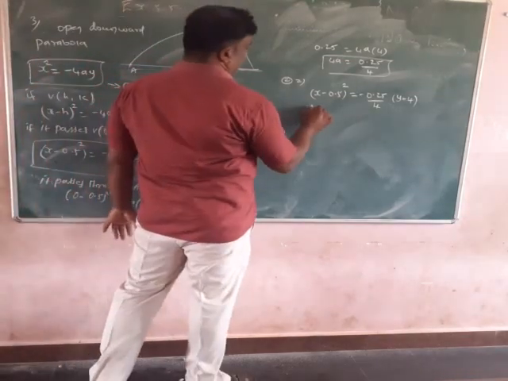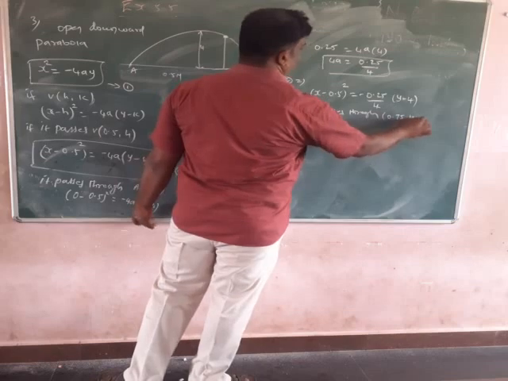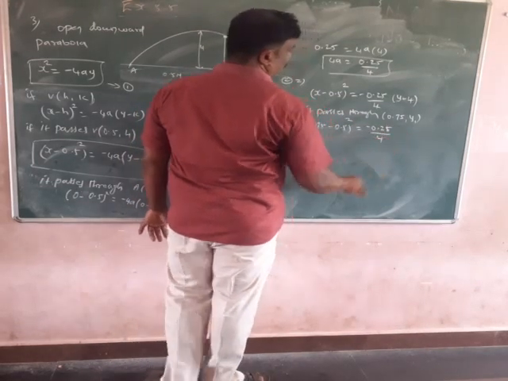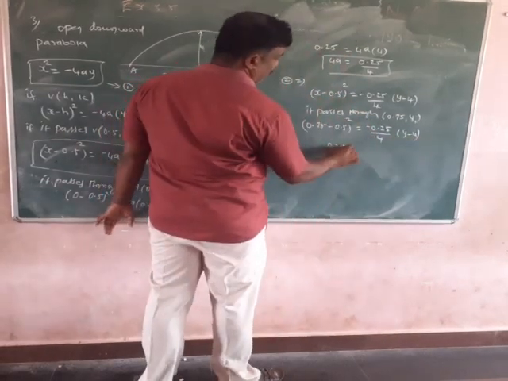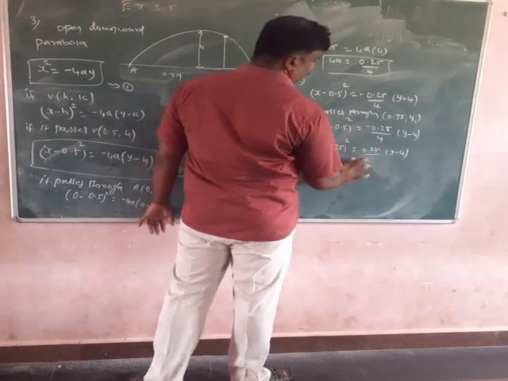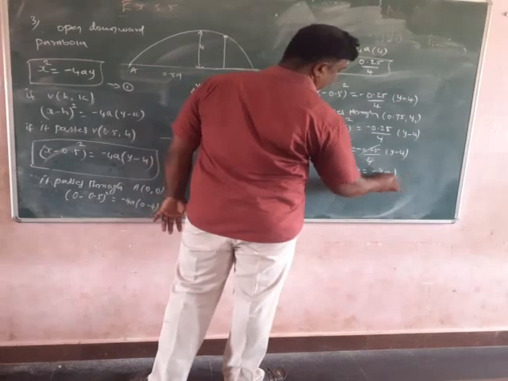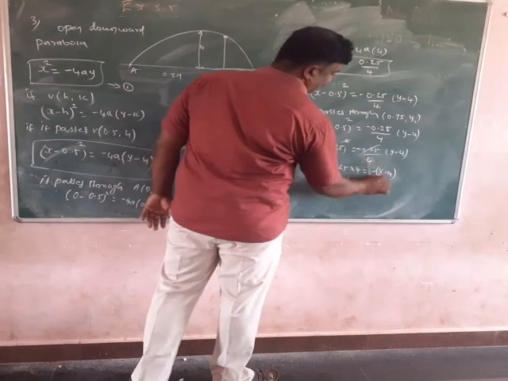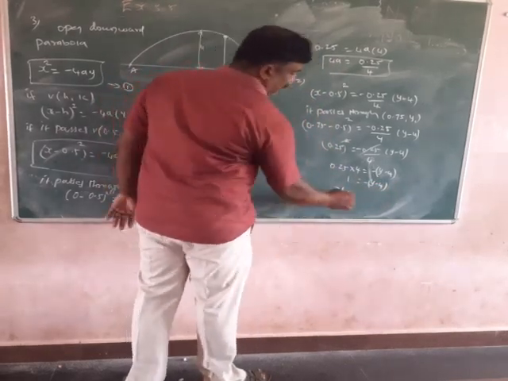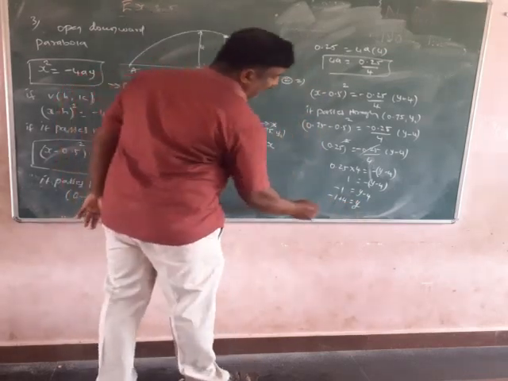So substitute the point (0.75, y1), since it passes through it. (0.75 minus 0.5) whole square equals minus 0.25 divided by 4 into (y minus 4). So we have 0.25 whole square equals 0.25 by 4 into (y minus 4). Now 0.25 cancels, so 0.25 into 4 equals minus (y minus 4). That is 1 equals minus (y minus 4), so minus 1 equals y minus 4. Then minus 1 plus 4 equals y. That is y equals 3.